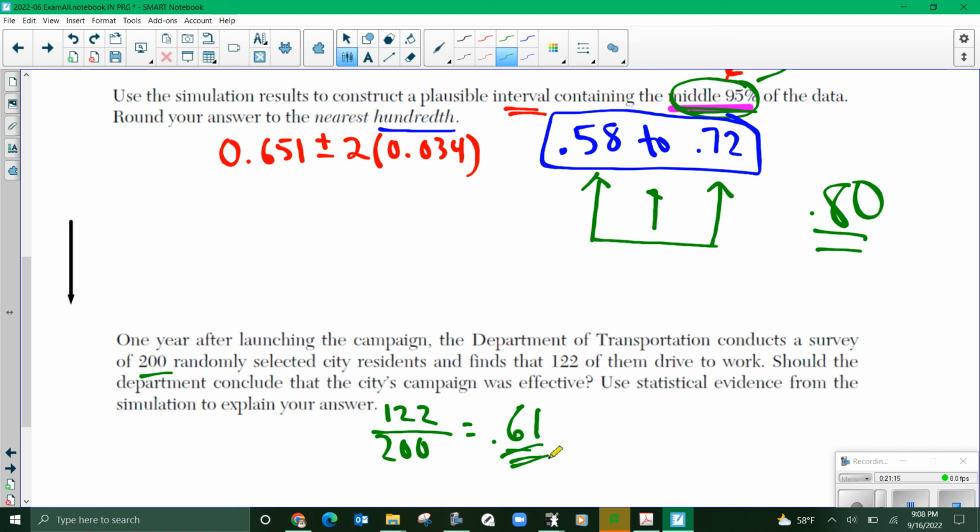So what we say is no. Should the department conclude the city's campaign was effective? Are more people taking public transportation? No, they're still driving. 0.61, that's average. That really hasn't changed. It's still common. And what's my reason? Explain, I need to use words. Because 0.61 is in our interval.